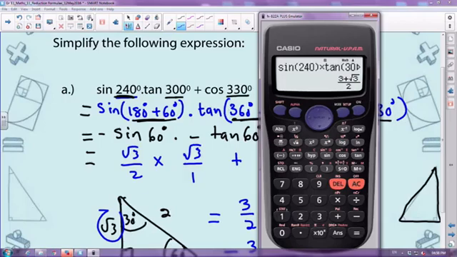Right, now, once you've punched it in your calculator and pressed equals, you know that you're working towards a certain answer, which is 3 plus the square root of 3 over 2, okay? So if you don't get an answer exactly the same as that, you have made some mistake somewhere in your working.